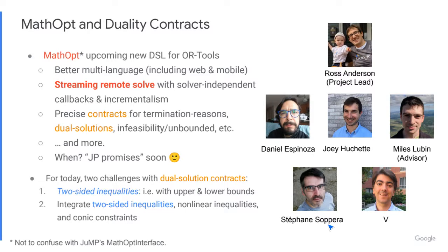Okay. That was very nonlinear in flavor, so I'm going to switch gears and go back to MathOpt and duality contracts. For the first half, I'm going to go back to the linear programming world with some simpler ideas. First, let me tell you a little bit about MathOpt. As I mentioned, it is the upcoming modeling language for OR-Tools. It has a lot of extra features, in particular better multi-language support. You can compile on the web, you can compile on mobile, so there are some features there.